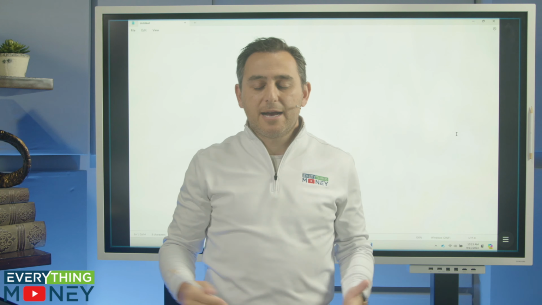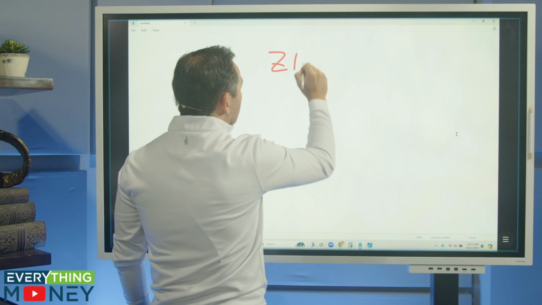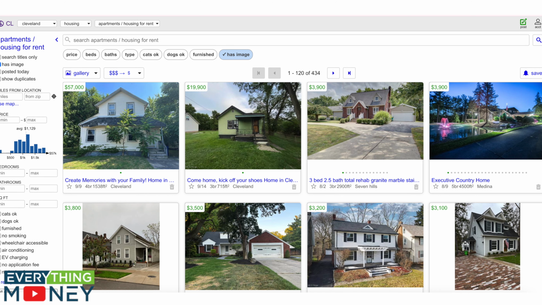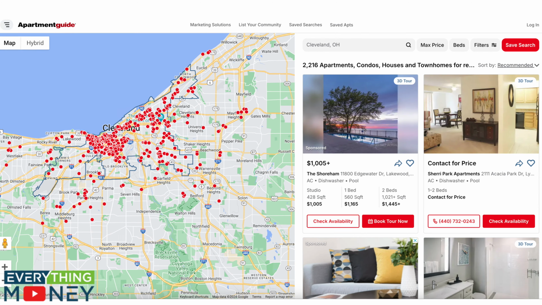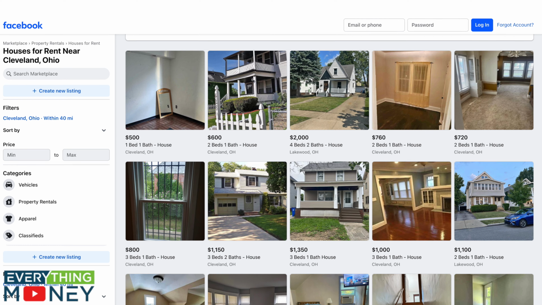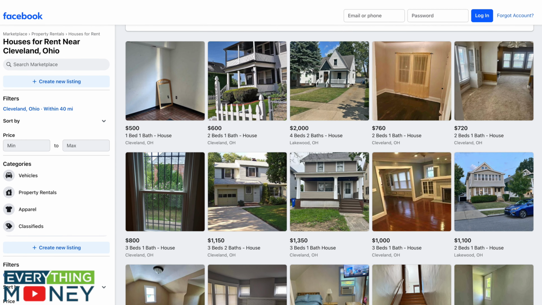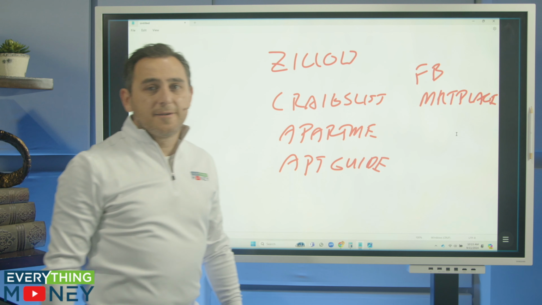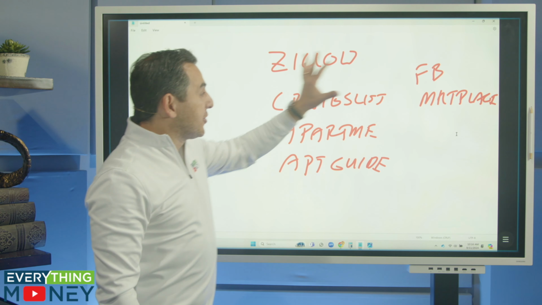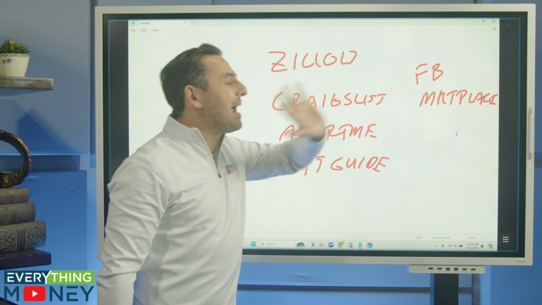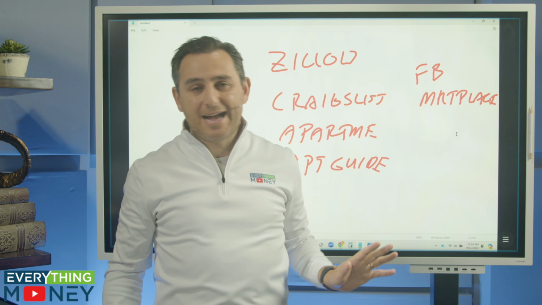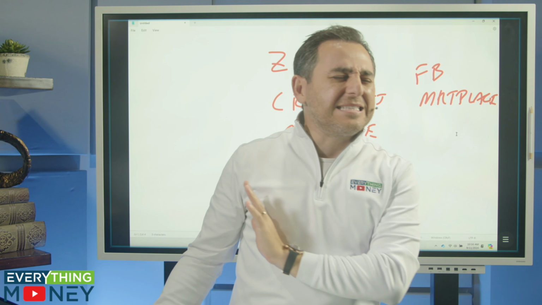Rental comps. Guys, we have such great access to rents now. Zillow. We have Craigslist. We have Apartments.com. We have Apartment Guide. And the biggest one now has been Facebook Marketplace. They did a great job making that a place to go to. Now, don't look at Zillow's rent estimate. Highly, highly inaccurate. I always get higher rents than the rent estimate continually.